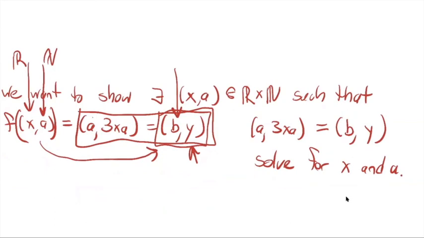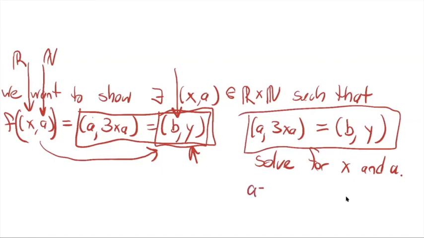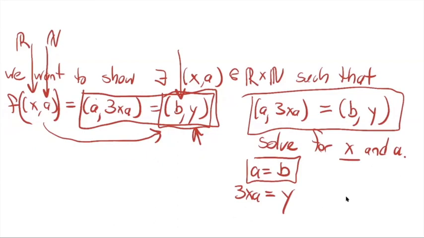So who can tell me what a should equal? So if we've got an ordered pair, the only way the ordered pairs are equal is if these components equal each other. So this tells me that a should equal b. And now for this one, we actually need to solve for x. So over here, if I set x equal to y over 3a, then we're good.